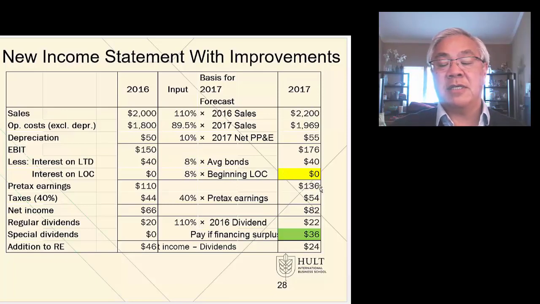Pre-tax of 136, 40% still is our tax rate. So our net income is 82, which is substantially better than last year. Our desired regular dividend is 10% growth over the prior. The prior was 20, so we'll grow it by 10% to 22. But we have extra money lying around. So we could actually increase by $32 the amount paid in order to pay out the excess funds. And so the additional retained earnings is $24.